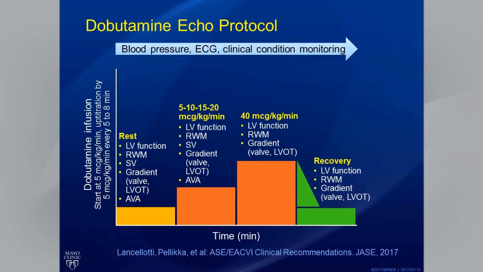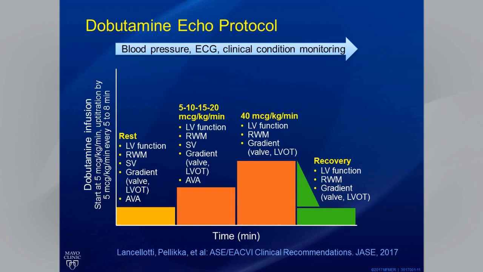We usually need to only go up to a peak dose of 20 micrograms per kilogram per minute when we're not doing ischemia testing with dobutamine. But in some patients where you're looking for contractile reserve, if the patient is heavily beta blocked, they may need the full 40 micrograms per kilogram per minute. Atropine is usually not required unless you're also looking for ischemia.